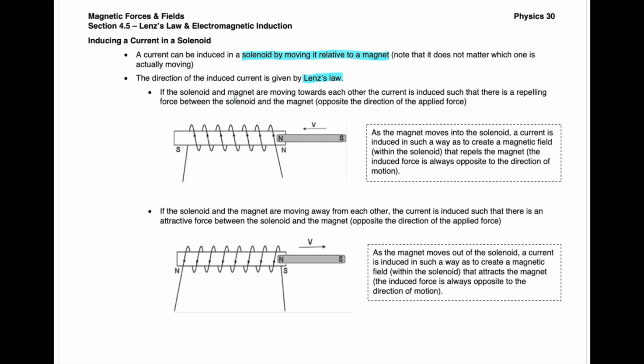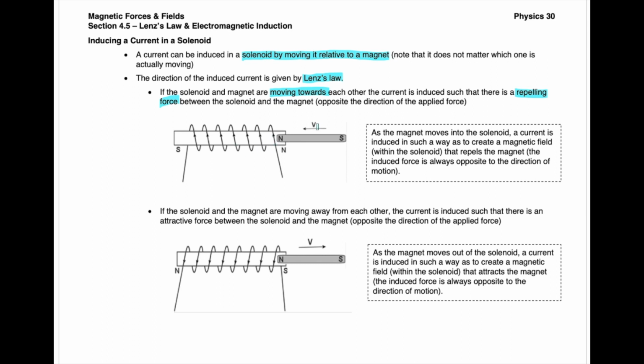So if the solenoid and the magnet are moving towards each other, that current is induced such that I have a repelling force between those. Again, because it's always trying to oppose the motion. So if I'm trying to push these ones closer together, the magnetic force that's produced has to be trying to push them apart.